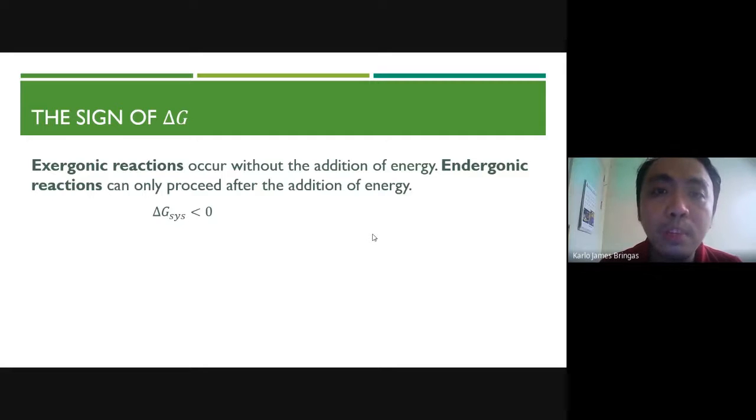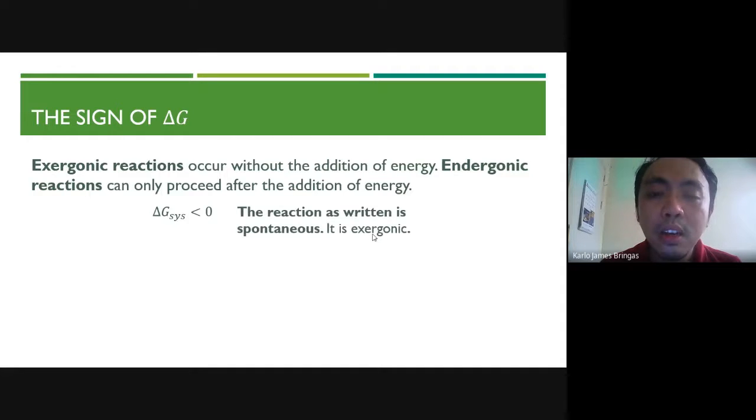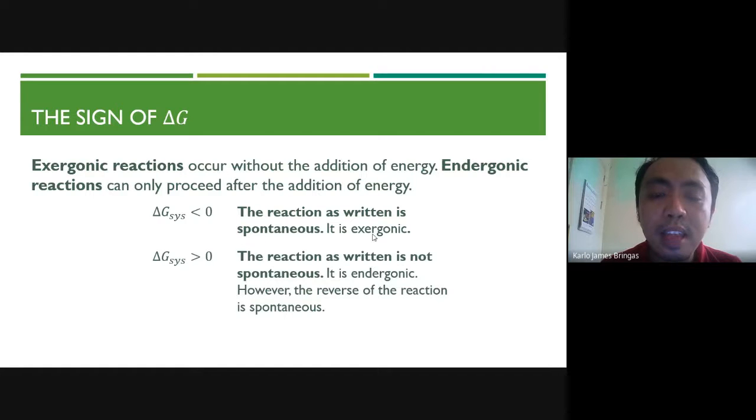So then let's look at the possible signs of delta G. If the delta G has a negative sign, like in this case, we then say that the reaction that we're given is spontaneous. That is to say, it is exergonic. And on the other hand, if the delta G of the system during a change is positive, that tells us that the reaction as written is not spontaneous. So it is said to be endergonic.